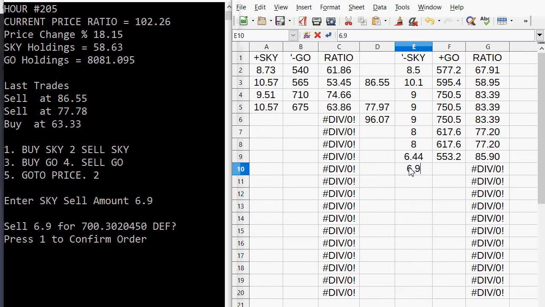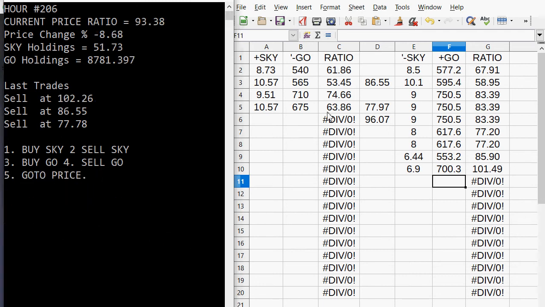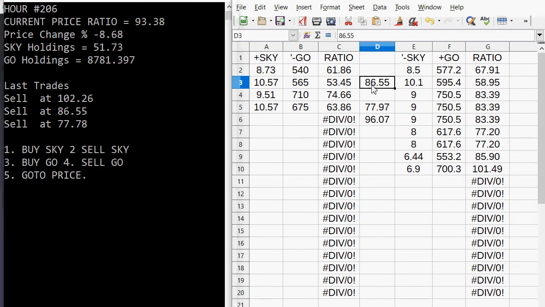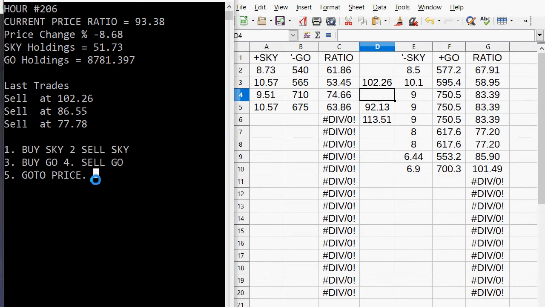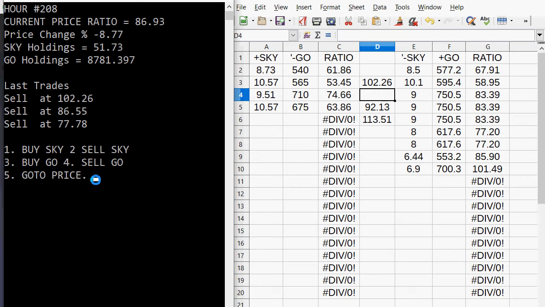So we'll put 6.9 in here and 700.3 there. Down 8.68%. That's not quite enough, as I'm looking for basically down 10%, a hair below. The next hour is up 2, so I'm just going to put this number in. 92.13. We've already waited 2 hours and nothing has happened. Hour 207. It's the next hour. It goes down 8 to 86.